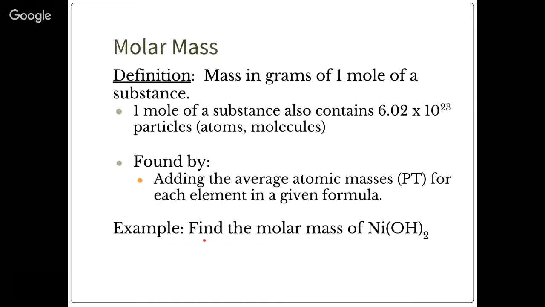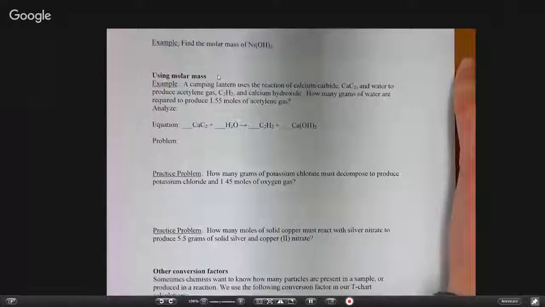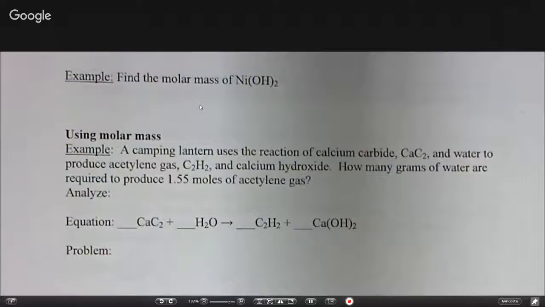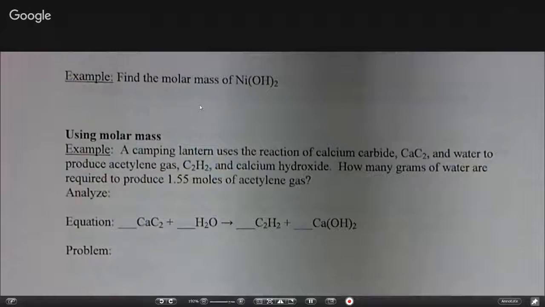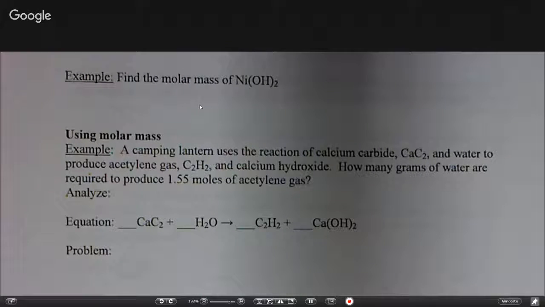Okay, so as an example, it says find the molar mass of nickel hydroxide. So I'm going to go back to the hovercam here. All right, so find the molar mass of nickel 2 hydroxide. You will need to reference a periodic table, which I have not printed one off for you. So yeah, you can look up a periodic table with your Chromebook online, or if you have your phone.